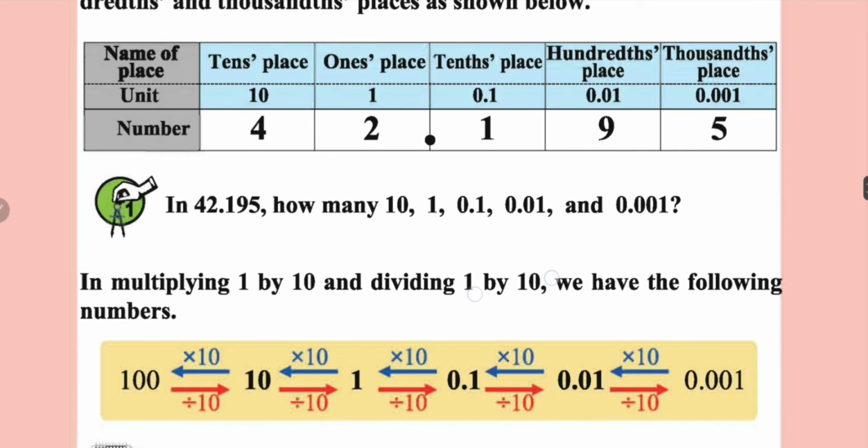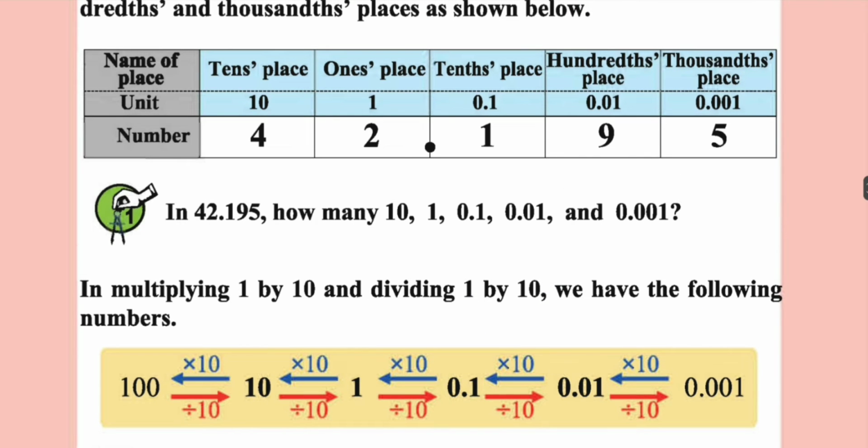According to the place value, you can say how many tens, ones, 0.1s, 0.01s and 0.001s there are. In 42.195, how many tens are there? 4 tens. How many ones? 2 ones. How many 0.1s? 1. How many 0.01s, or hundredths? 9. How many thousandths? 5.